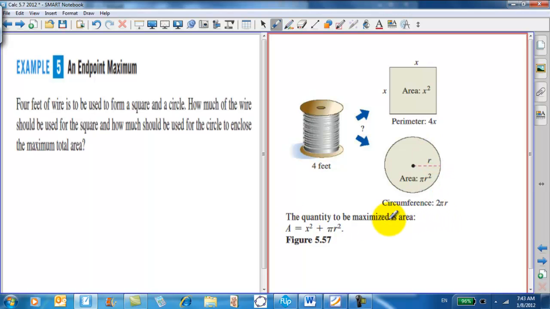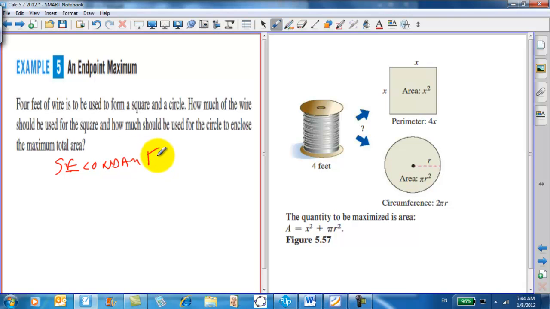We need the secondary equation. I'm sure you remember from before, we're going to have to get a perimeter here. The perimeter is 4x and the circumference is 2 pi r. So the perimeter is going to be our secondary equation. So let's work on the secondary equation over here. This is our primary right here. We want to maximize the area.